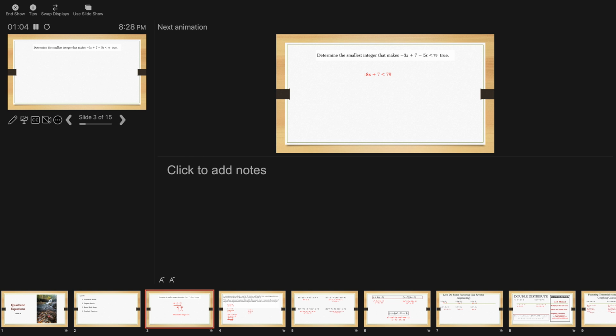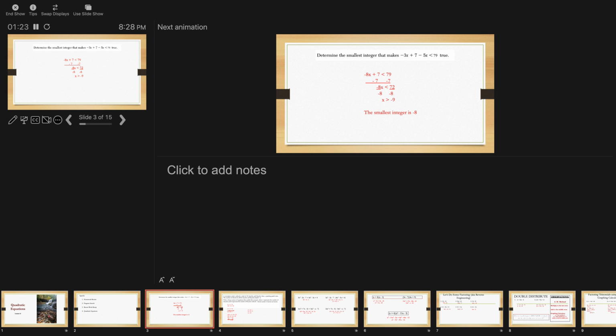Okay, now first we're going to solve this guy. So combining like terms, subtracting the 7, dividing by -8, and that gives x is greater than -9.